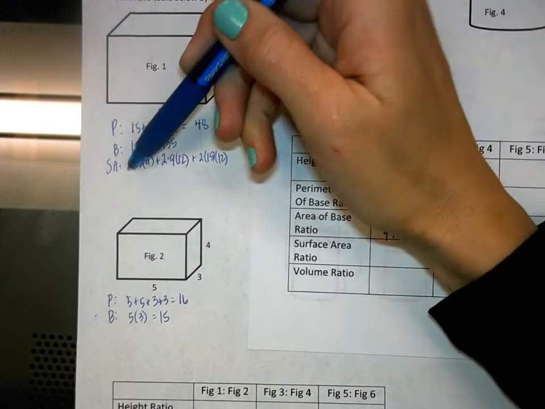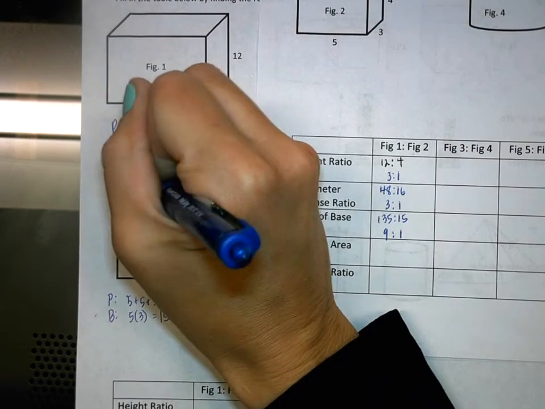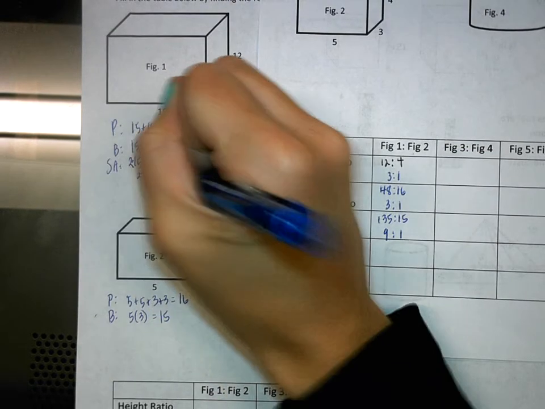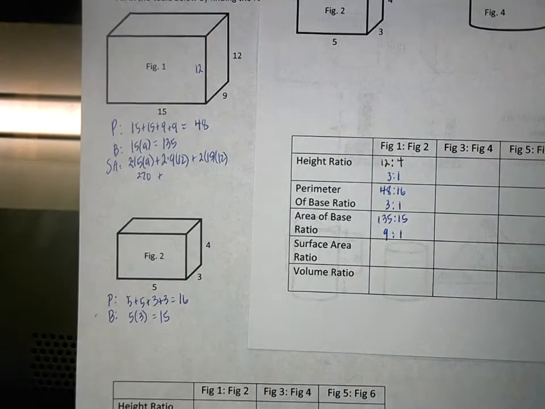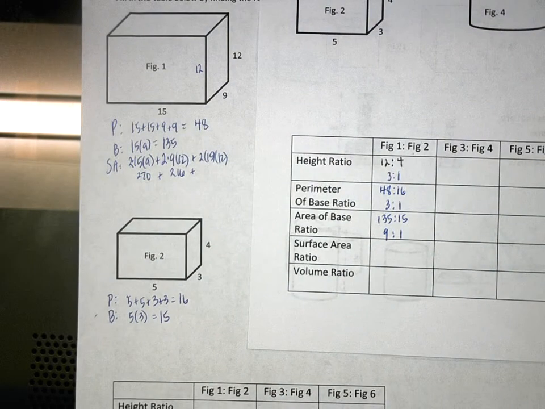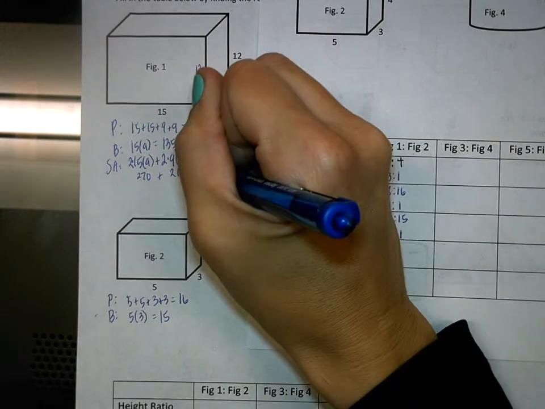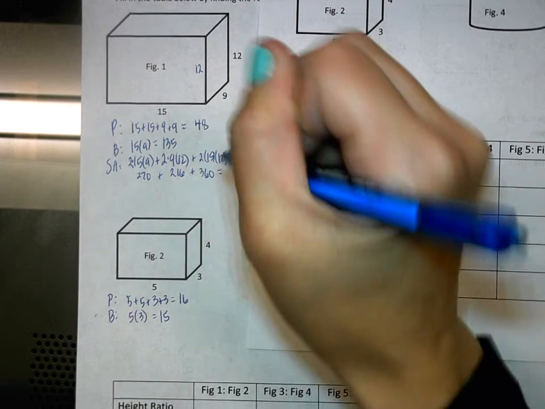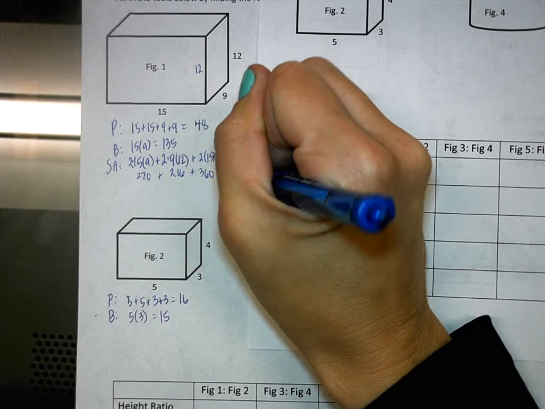So here, 2 times 15 times 9 is 270, plus 2 times 9 times 12 is 216, and 2 times 15 times 12 is 360, and we add those all up together and we get 846.